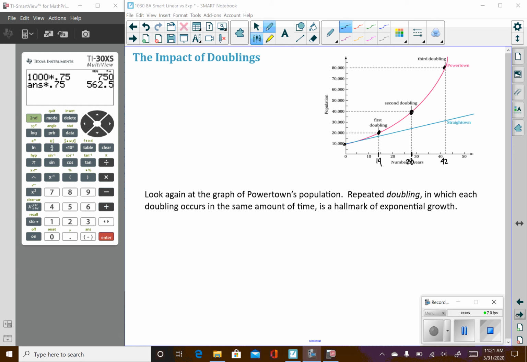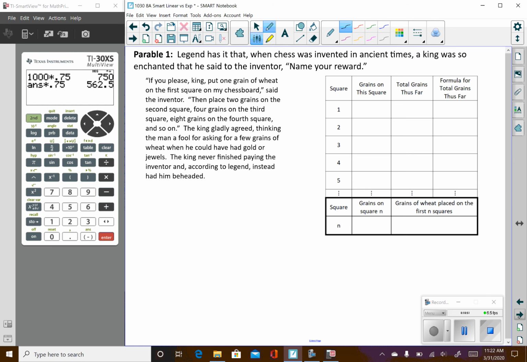So we're going to look at some parables now that relate to doubling. They're kind of fun. So the first one has to do with a chessboard. Legend has it that when chess was invented in ancient times, the king was so enchanted that he said to the inventor, "Name your reward." And the inventor said to the king, "If you please, put 1 grain of wheat on the first square of my chessboard, then place 2 grains of wheat on the second, and then 4 grains on the third, and 8 grains on the fourth, and so on, so doubling each time."